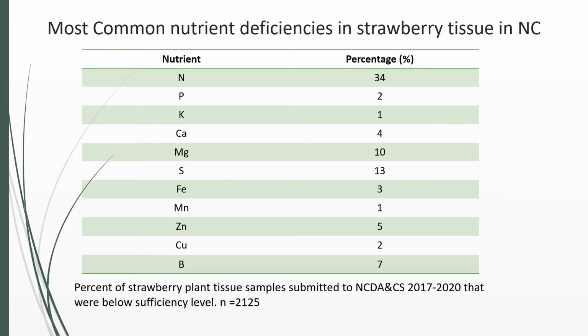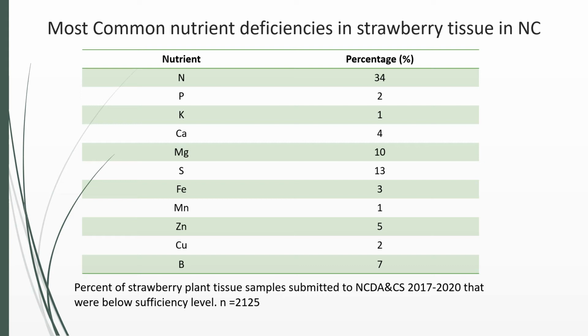We will now switch gears and cover some of the most common nutrient deficiencies found in strawberry plants. This chart here shows 11 nutrients and the corresponding percentage of samples that were found to be below the sufficiency level in the tissue. This was based on approximately 2,000 samples submitted to the NCDA lab between the years of 2017 and 2020. We will now take a closer look at 4 nutrients that had the highest percentage rating that were below sufficiency.